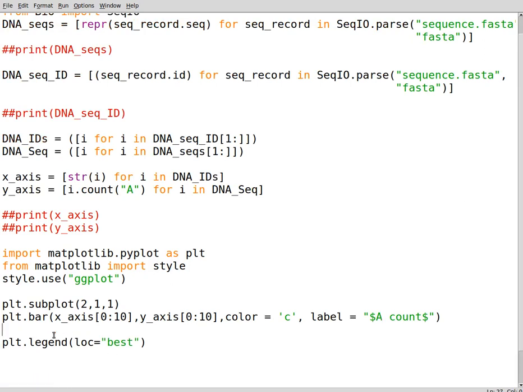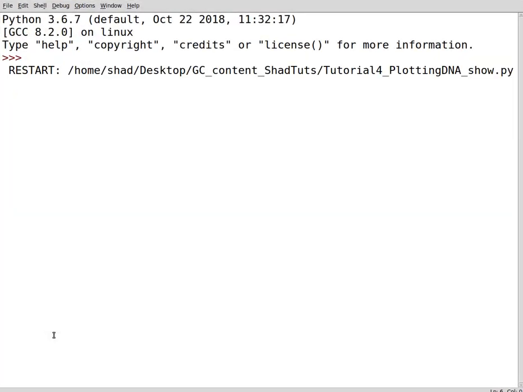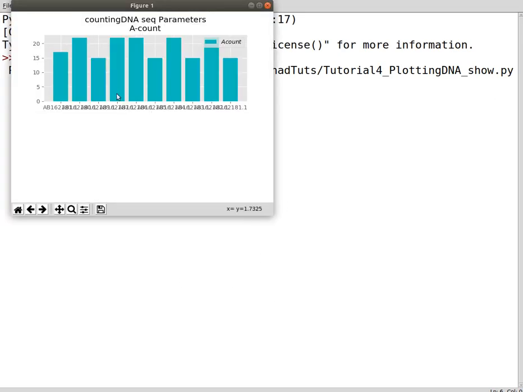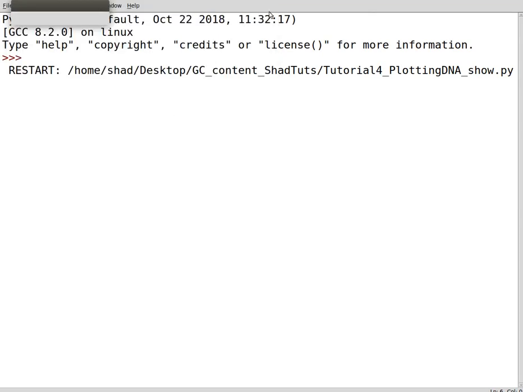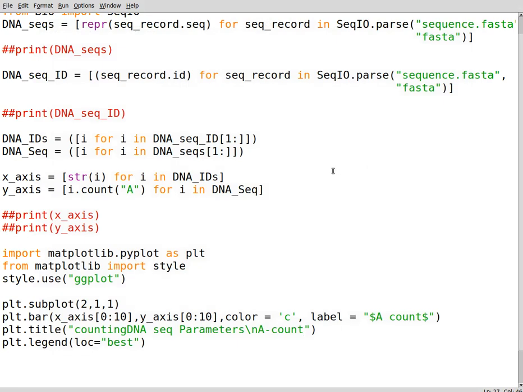You could also have plt.title, counting DNA sequence parameters, to have a subtitle. You could have a backslash n notation, then adenine count, as a title and subtitle. Let's see if it adds it. Now we have the title here and the subtitle here, which is good and quite neat actually.